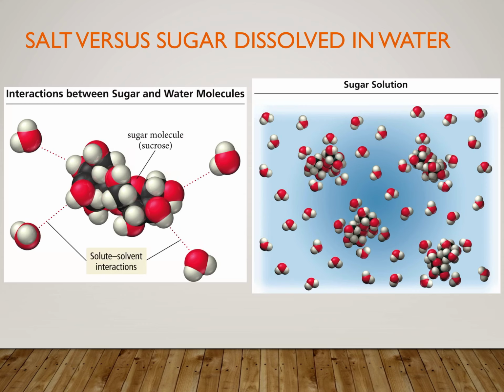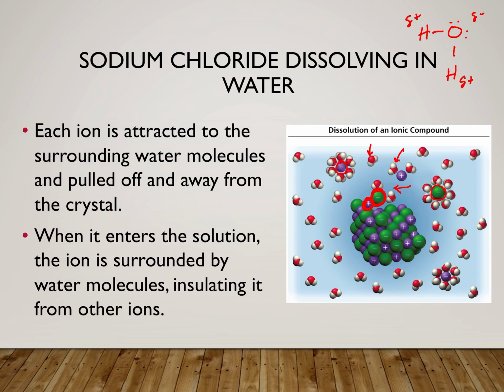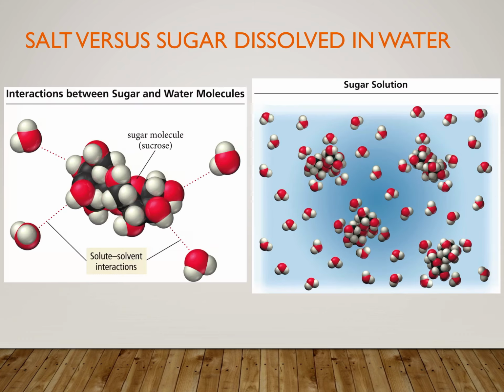Sugar also gets dissolved, right? But sugar doesn't break apart. As you'll see, sodium chloride is breaking apart into individual ions because it's an ionic compound. Sugar, though, is a covalent molecule. It's held together by molecular bonds, and these are not going to break apart in water, but we can dissolve the sugar molecule as a whole. Again though, the water molecules are going to orient themselves so that those partial positive hydrogens are oriented toward any partial negative oxygens.